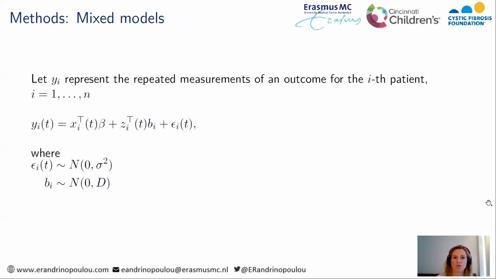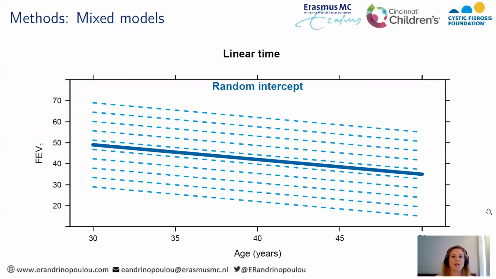We will start with a mixed model, and we will assume that yi represents the repeated measurements of our outcome for the ith patient. So these models consist of the fixed effects that represent the average evolution over time, and the random effects that represent the individual evolution over time. And some of the choices that we have to make here is the random effects structure. So if, for example, we use a random intercept structure, we will assume that the evolutions of each patient start at the same time point. Actually, the FEV1 starts at the same time point, but the evolutions are the same.